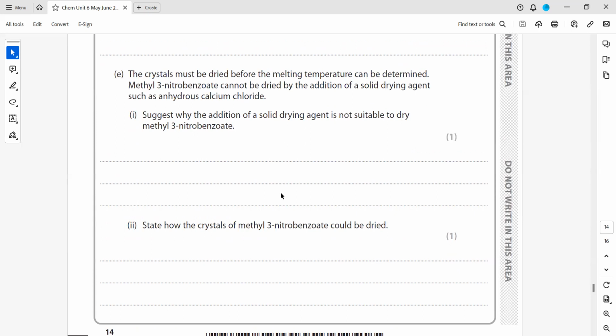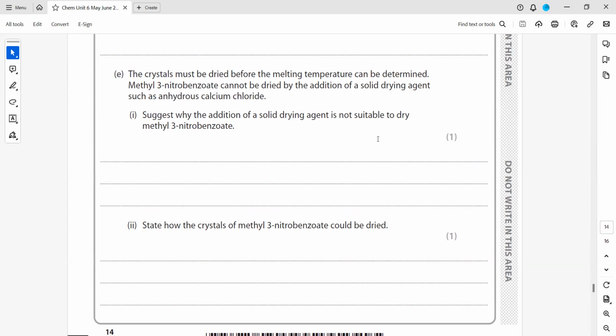Then in part E, the crystals must be dried before the melting temperature can be determined. They cannot be dried by addition of a drying agent. Suggest why any addition of a solid drying agent is not suitable to dry them. So what might be a reason why in this case a drying agent cannot be added?